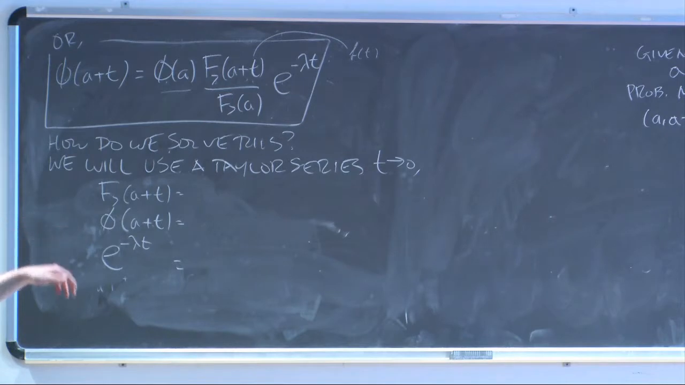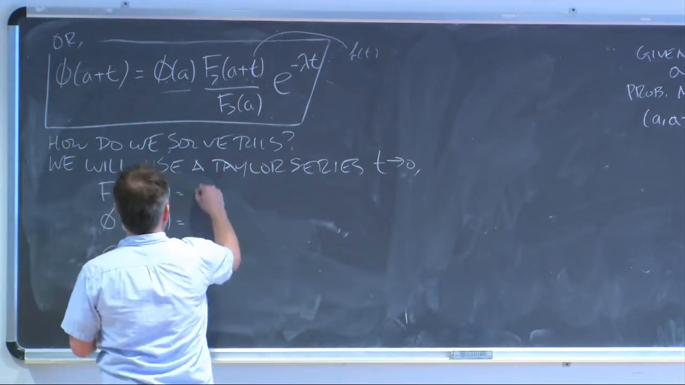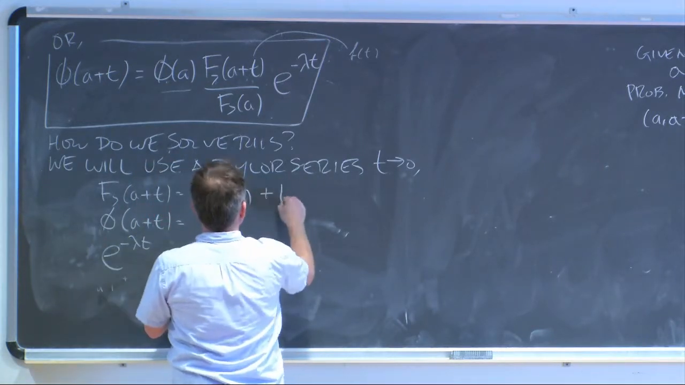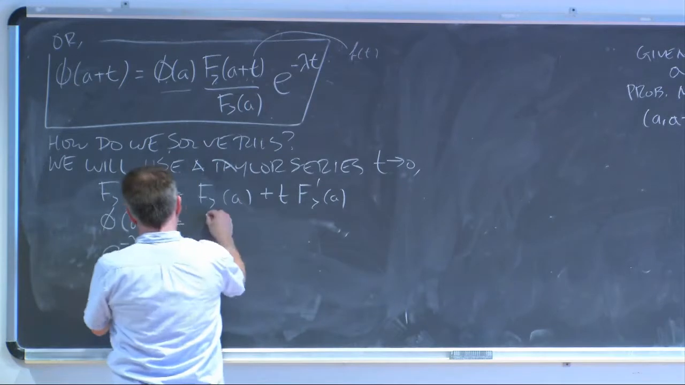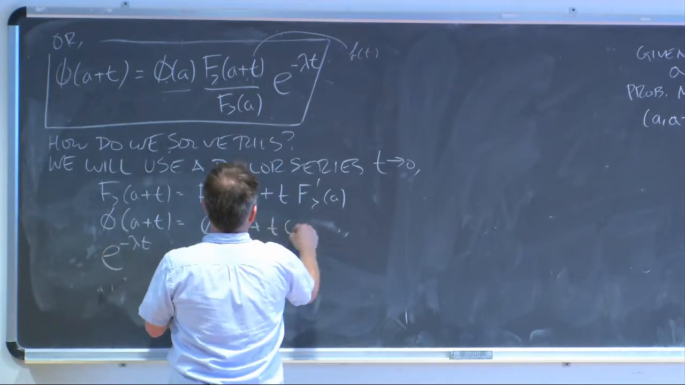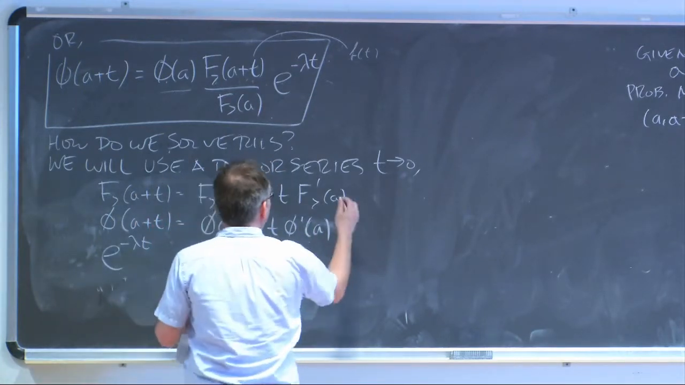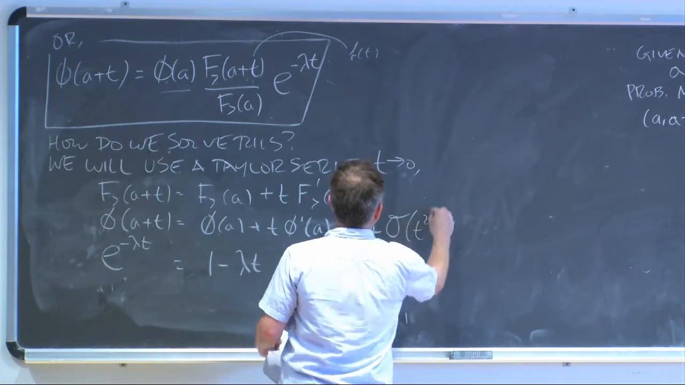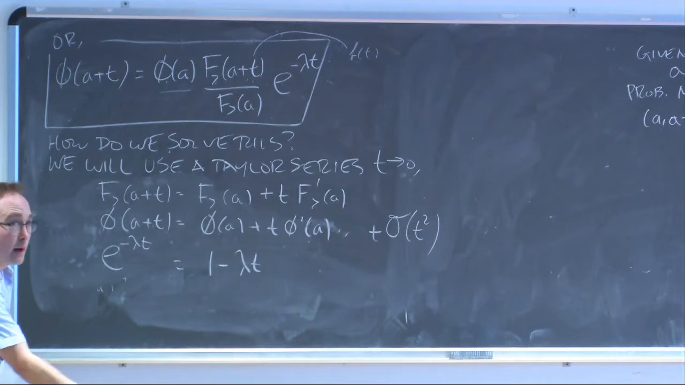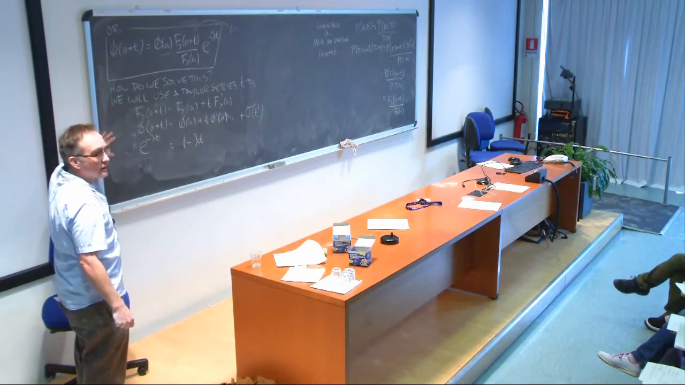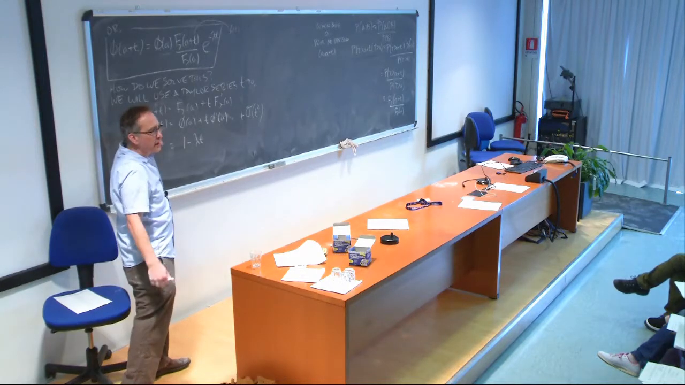Only here am I going to keep the order symbol, so I'm only going to take it up to first order, and then I'm going to throw out all the order T squared stuff. Okay, so what I end up with is F greater than A plus T F prime greater than A, phi A plus T phi prime of A, and then here I get 1 minus lambda T. And all of these are plus some order T squared terms. Okay, and I'm going to truncate here and ignore the rest. Is that okay? Everybody's okay with this Taylor series? So the idea is that I want to get rid of this finite increment.